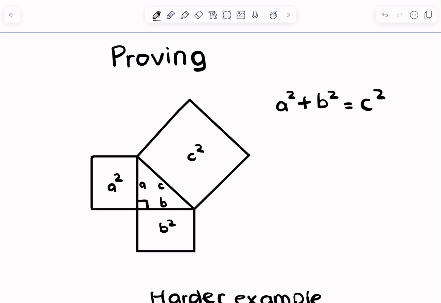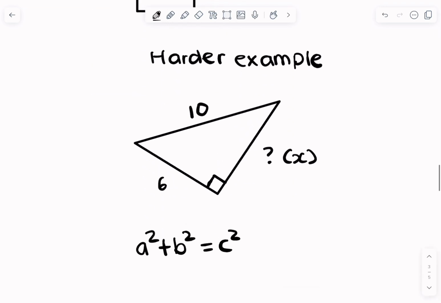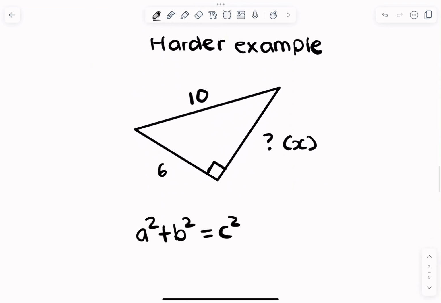When you add the areas of the two smaller squares, a squared and b squared, you get the area of the bigger square, c squared. That's exactly what the formula tells us. A squared plus b squared is c squared. Now that we understand how this formula works, we're going to go through a harder example. Feel free to pause the video to work it out yourself.